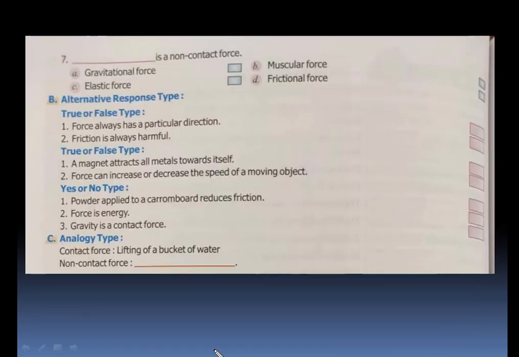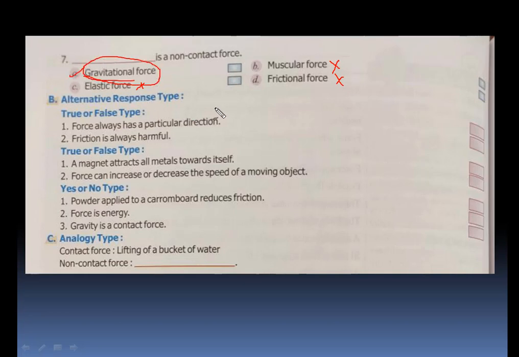Next one. Dash is a non-contact force. Which one is a non-contact force? Muscular force, this is contact. Frictional force, contact. Elastic force, contact. Gravitational force, this is the answer.